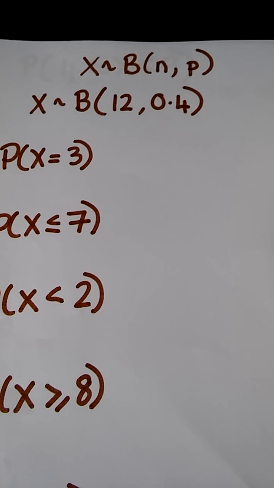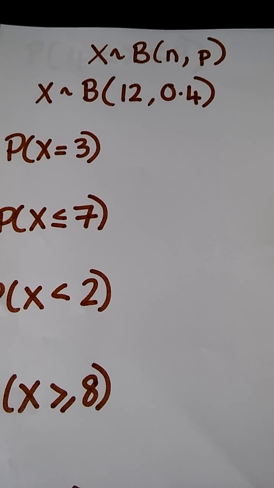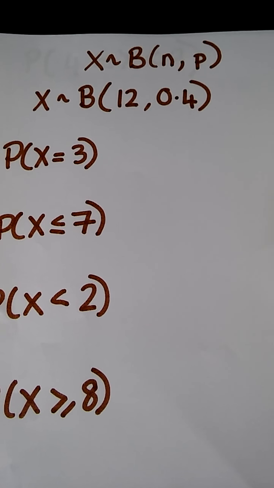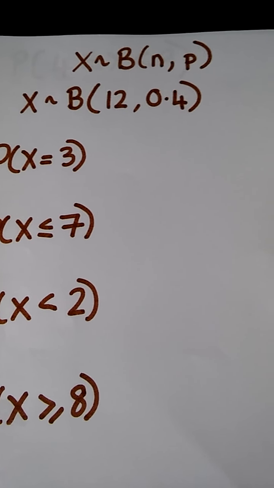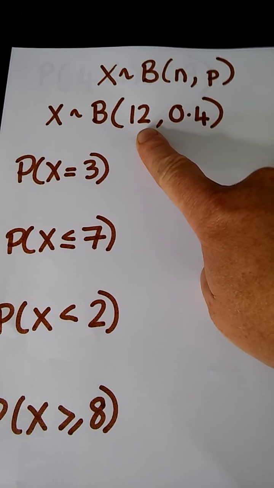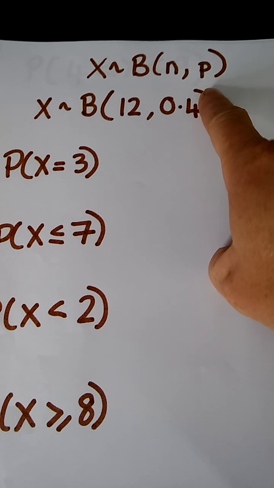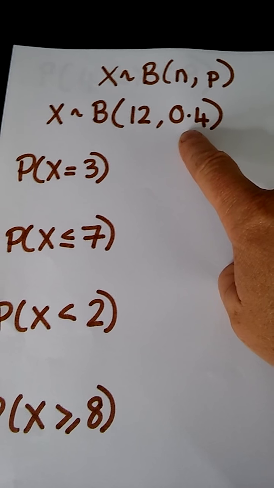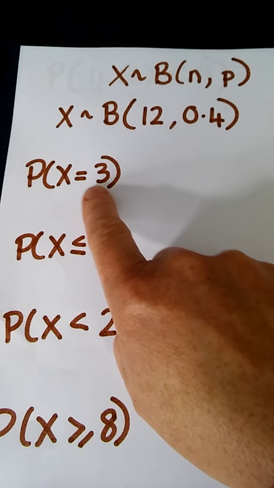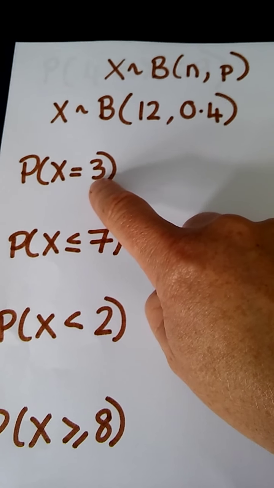In this video, we're going to find out how to use the calculator to work out probabilities using the binomial distribution. So here we have a problem with 12 trials, and the probability of a success, which is P, is 0.4. The first question is: what is the probability that X equals 3? In other words, 3 of these trials have been a success.